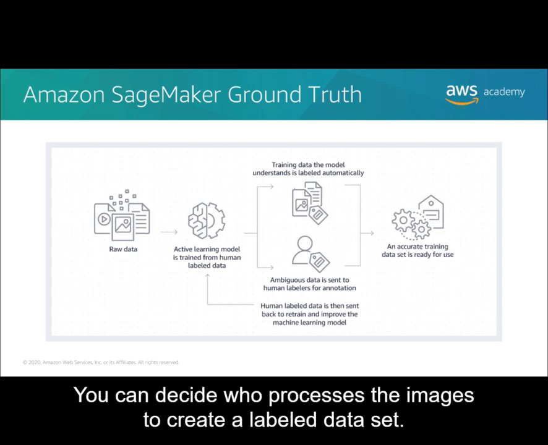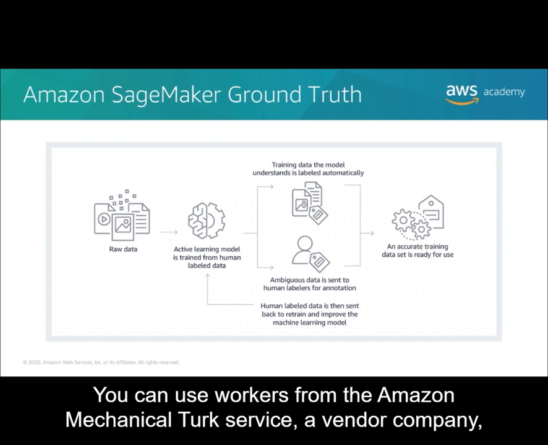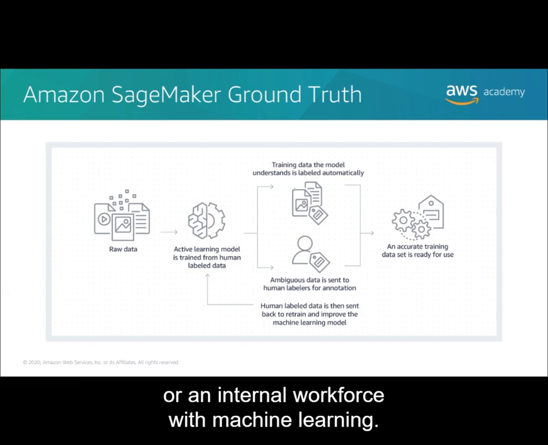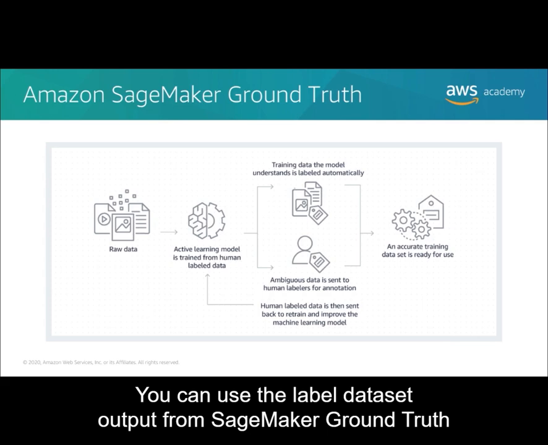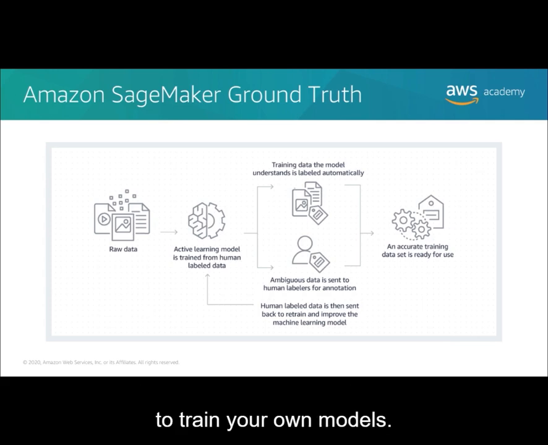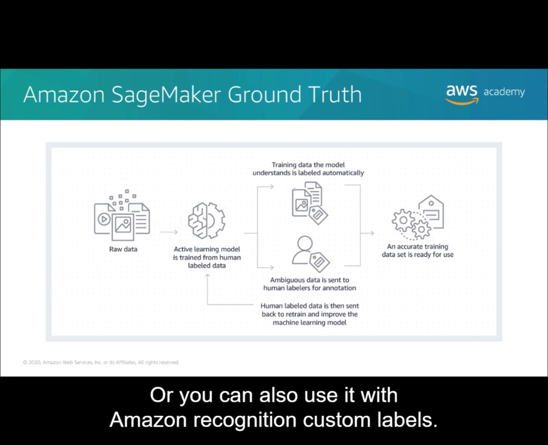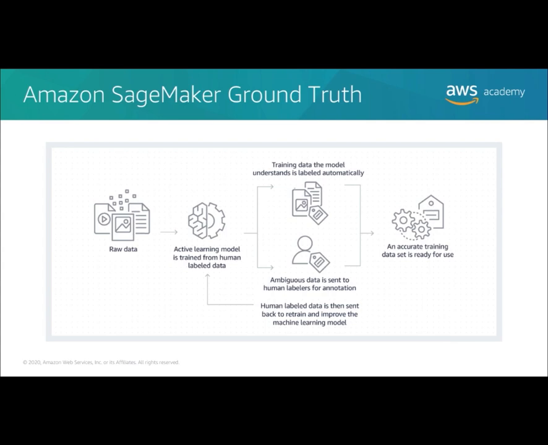You can decide who processes the images to create a labeled dataset. You can use workers from the Amazon Mechanical Turk service, a vendor company, or an internal workforce with machine learning. You can use the labeled dataset output from SageMaker Ground Truth to train your own models, or you can also use it with Amazon Rekognition custom labels.